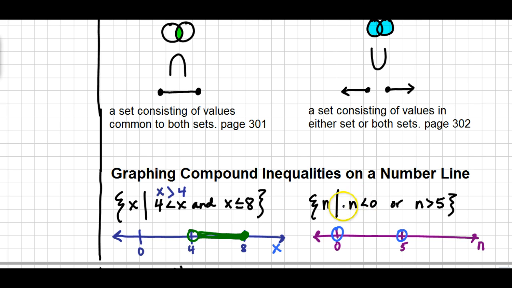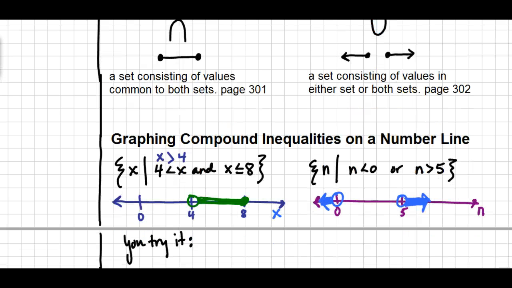For the N on the left, I want numbers smaller than 0, so that would point to the left. So I fill in my arrow to the left direction on the number line. For the other inequality, N is greater than 5, so those would be numbers that are pointing to the right. So I fill in my number line with a thicker line to the right. And then I just put in my arrow. And again, that graph looks the way I anticipated. It's two arrows pointing in opposite directions.